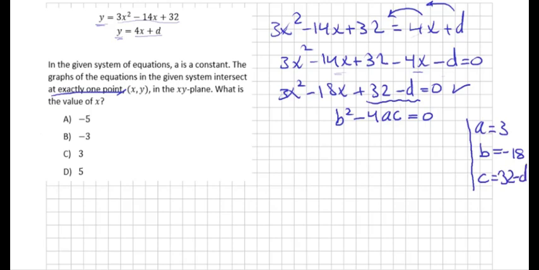So now we can apply this formula right here. B squared means negative 18 squared, minus 4ac, is equal to 0 according to this equation. And a here is 3. And we replace c with 32 minus d. Now we can solve this equation to get the value of d. Easily, we can use the calculator. That saves us too much time.